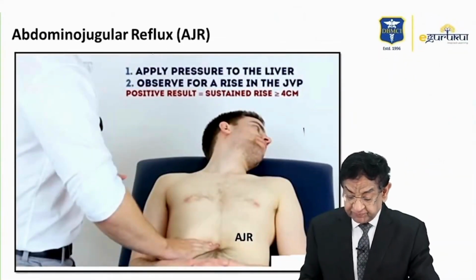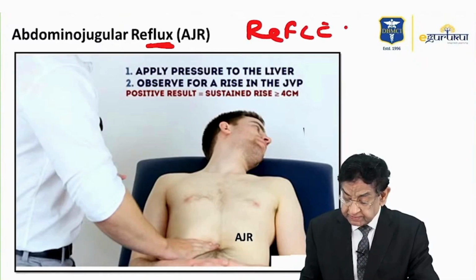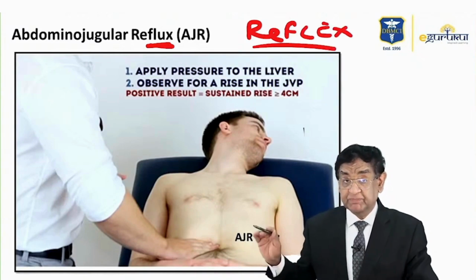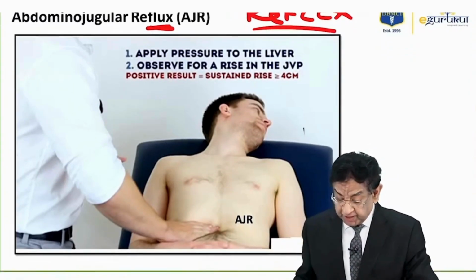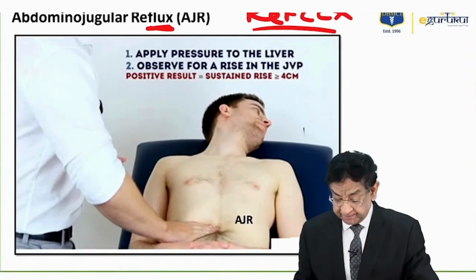Abdominojugular reflux. First of all, it is reflux. It's not reflex, it is reflux, because the blood is going backward. What we do and how we do: again, we ask the patient to lie at 45 degrees.